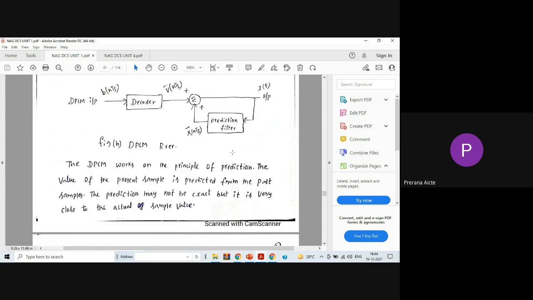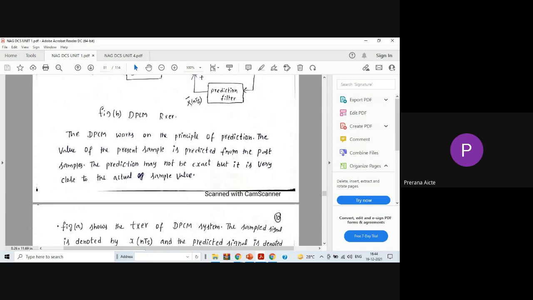See the mathematical analysis part. The DPCM works on the principle of prediction. I said before, the present sample is predicted from the past sample.